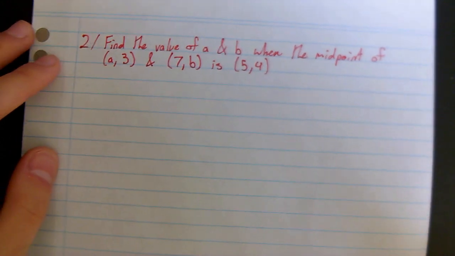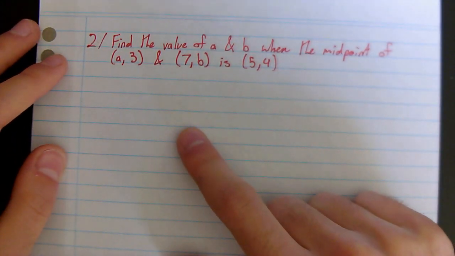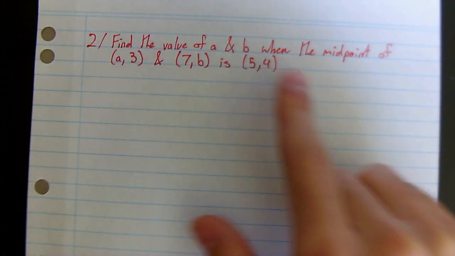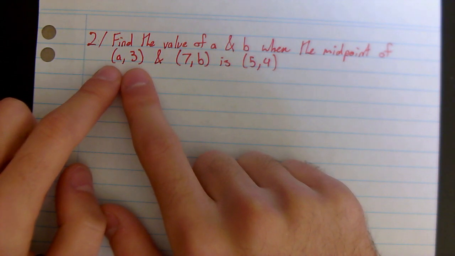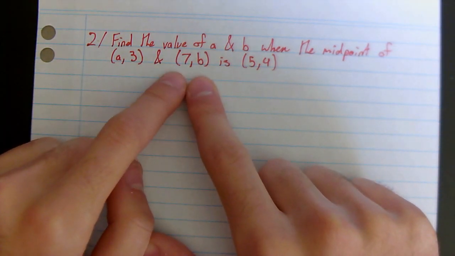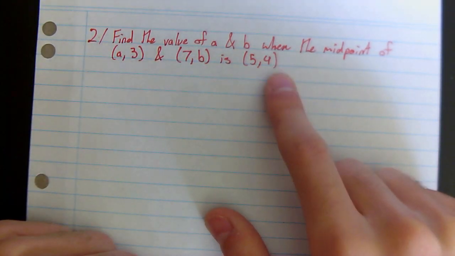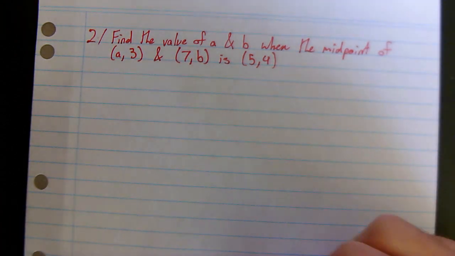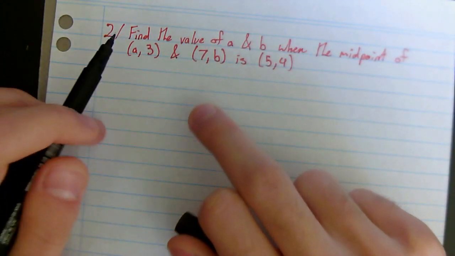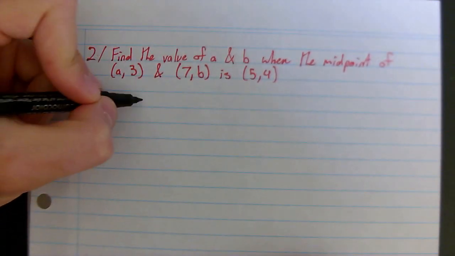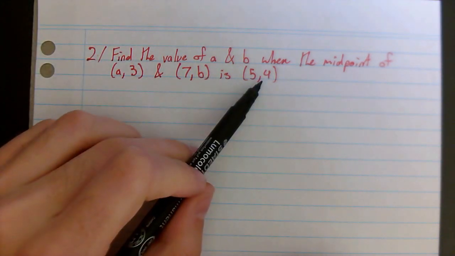Now the last example isn't difficult as well, although it's just a little bit more applied than the previous example. It just says find the value of a and b when the midpoint of this coordinate here, (a, 3), and this coordinate here, (7, b), is (5, 4). So we're saying the midpoint of these two has coordinates (5, 4), and we're just finding a and we're just finding b.